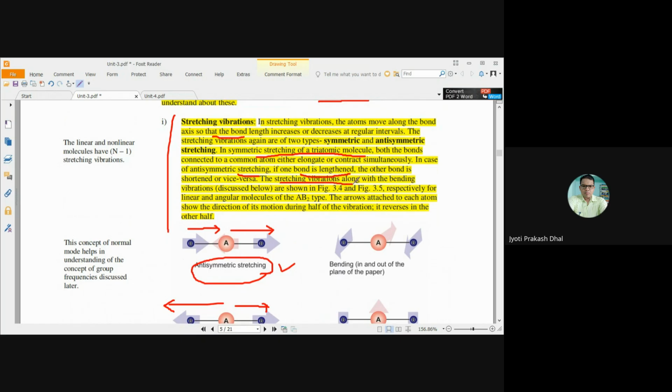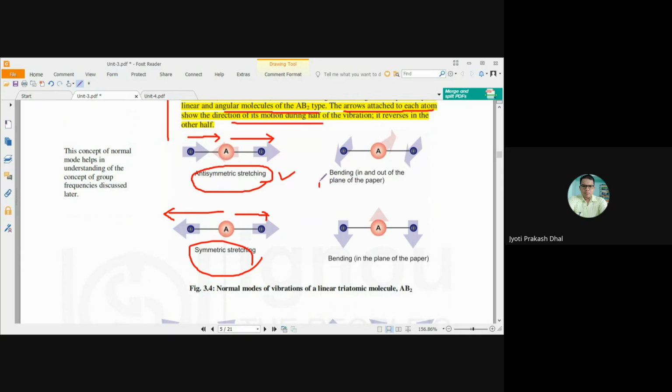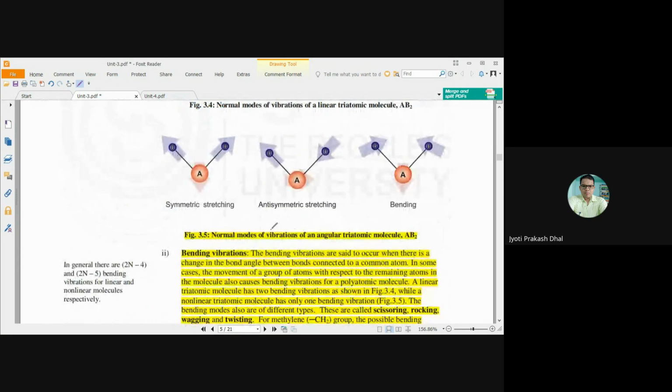So the stretching vibrations along with the bending vibrations are shown in the below figure. For linear and angular molecules of AB2 type, the arrow attached at each atom shows the direction of the motion during the half of the vibration. Now this is the symmetric stretching mode for a non-linear molecule. That means one atom will stretch in this direction and another atom will stretch in this direction. That is the symmetric stretching for a non-linear molecule.